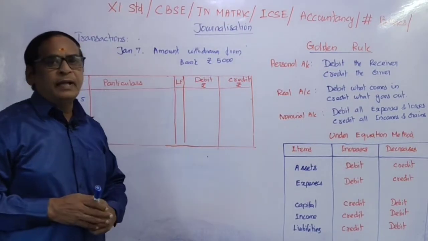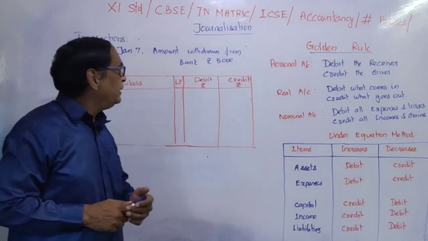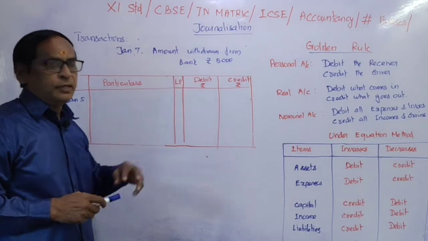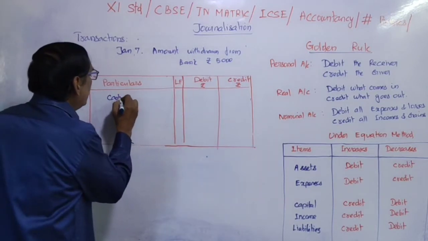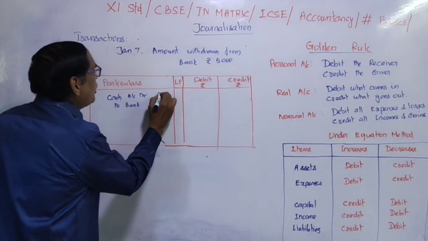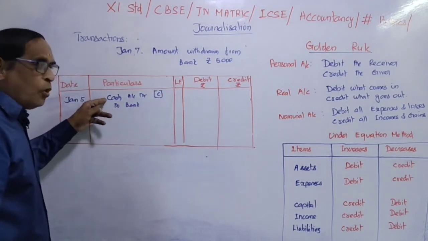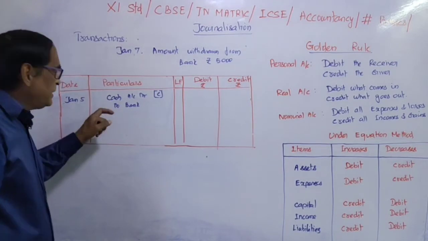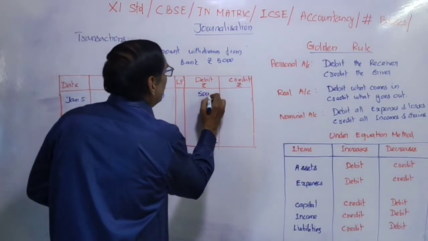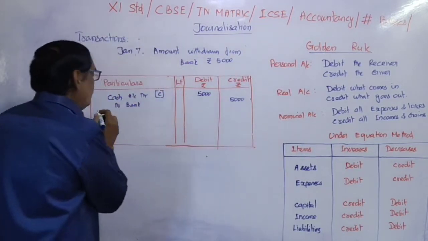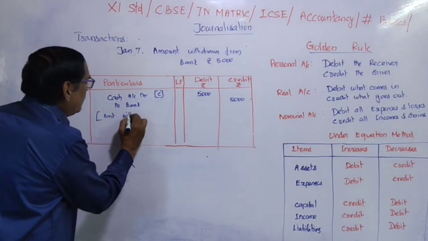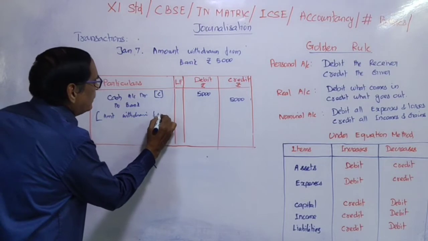Next one, Jan 7. Amount withdrawn from bank. That means it is a ulta, negative entry. Amount withdrawn means cash is coming inside and then credit the giver, bank. So cash account debit to bank. It is also contra entry. Why? Because both cash and bank, any transaction involving both cash and bank, that is contra entry. Amount 5,000 rupees. So the narration is amount withdrawn from bank. You have to write like that.